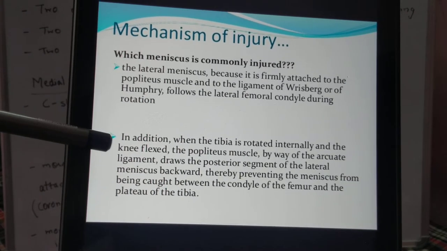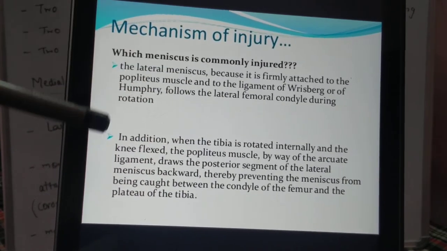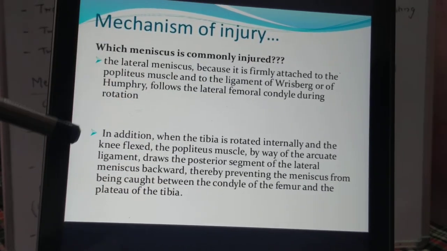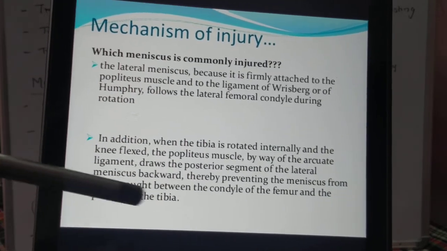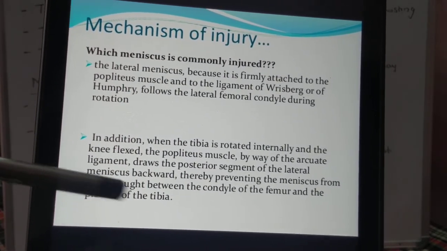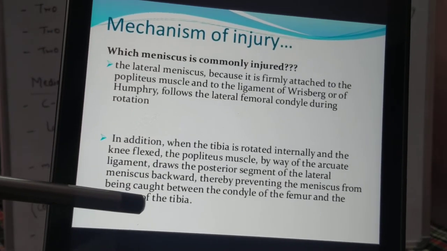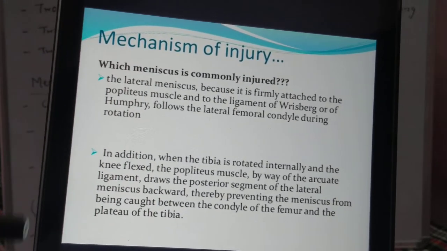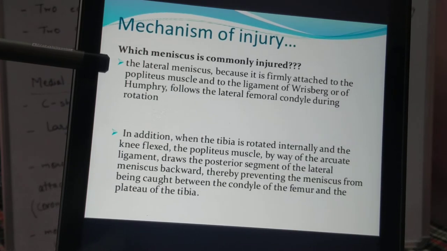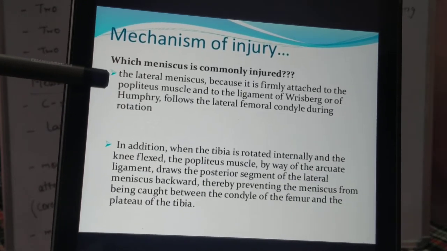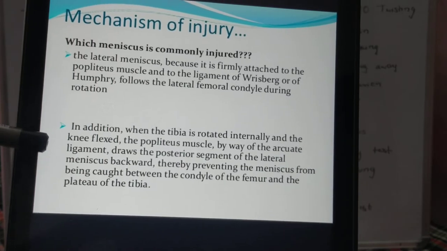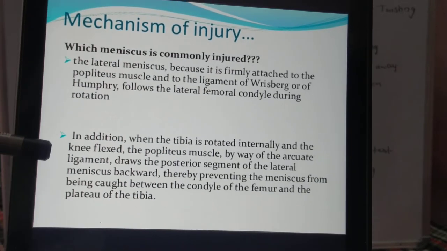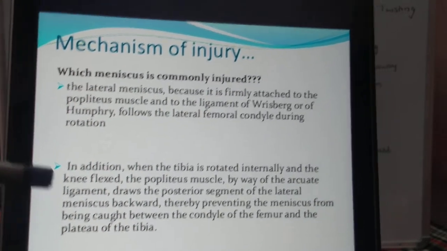Also, when the tibia is rotated internally and the knee is flexed, the popliteus muscle, by way of the arcuate ligament, draws the posterior segment of the lateral meniscus backwards, thereby preventing the meniscus from getting caught between the two condyles, the condyle of the femur and the tibial plateau. Because it is attached by various ligaments to the femur, it moves with the femur during rotation. Also the popliteus muscle pulls the posterior horn backwards so that it is prevented from getting caught between the femur and the tibia.